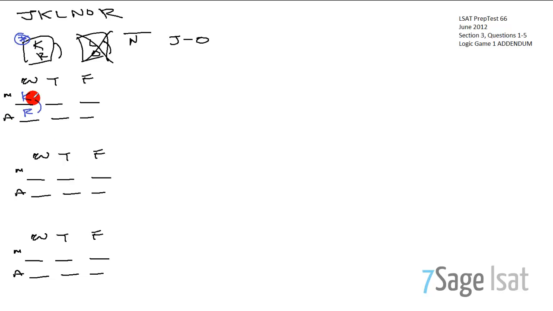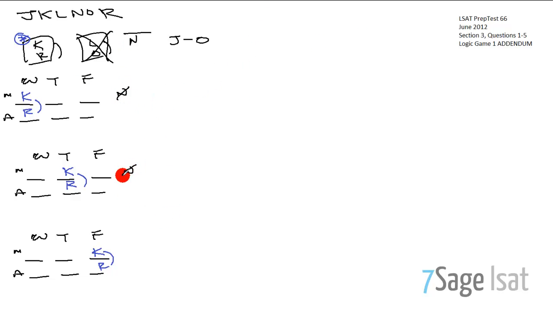Well, you could put K and R here in some order, right? That's what this little mark means. Or you can put them on Thursday, or you can put them on Friday, right? Those are the only three places K and R could ever go, because they have to move together, right? So we've taken care of this rule. And then from here, you get to see immediately how restrictive the rest of this game is.